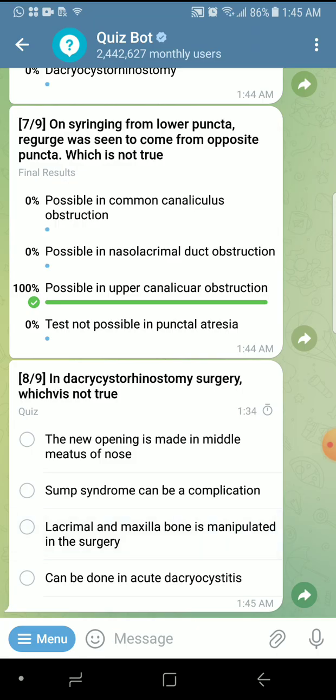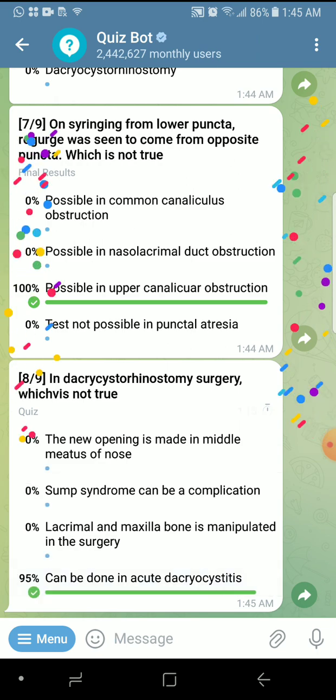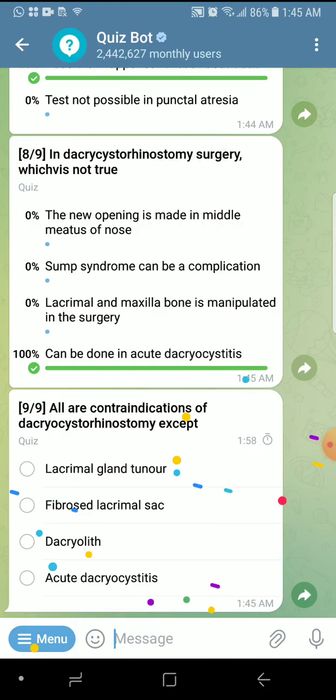It cannot be done in acute active dacryocystitis. That is the answer. Even if you don't know what is the thumb syndrome, if the obstruction is very small, there is accumulation of the fluid inside that residual area. Even if you don't know, you're not expected to know this, but still, I've given you because you should know that it cannot be done in acute active dacryocystitis, and it cannot be done in a fibrosed lacrimal sac. It can be done in lacrimal gland tumors, fibrous lacrimal sac like TB, sarcoid, syphilis, and acute dacryocystitis I've given already. It can be done for chronic dacryocystitis, dacryolith, mucocele also.